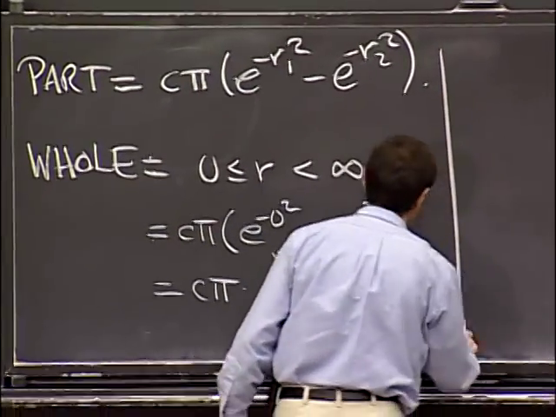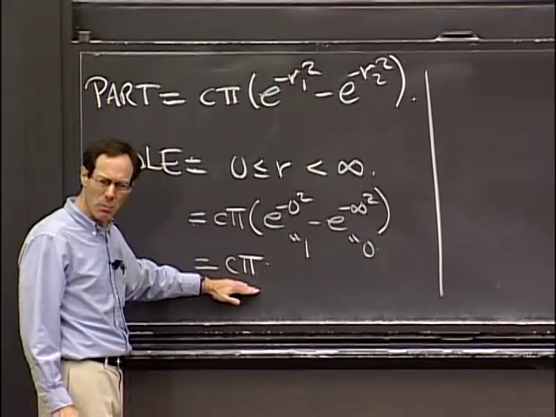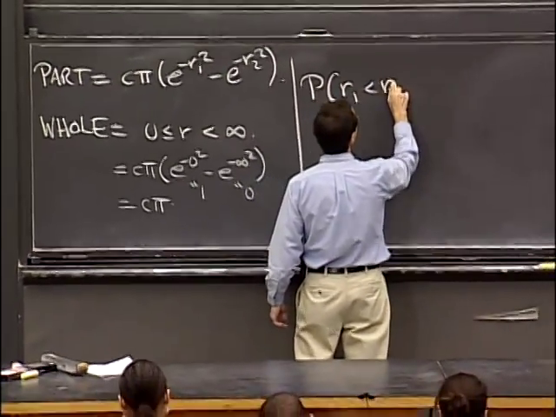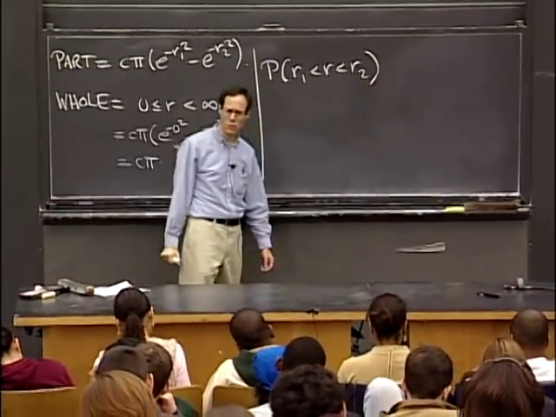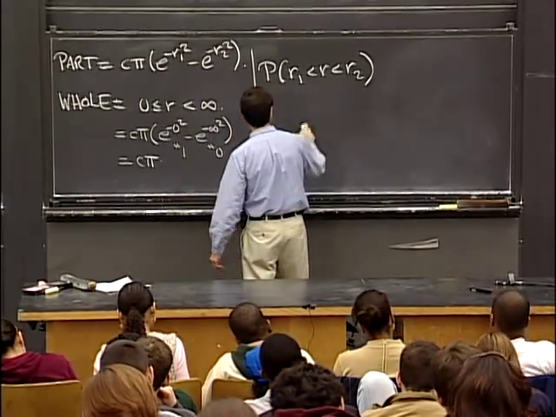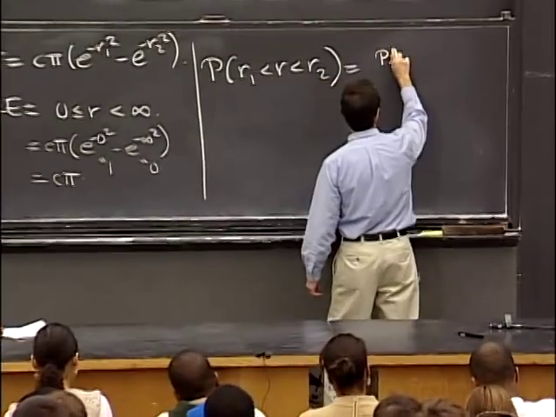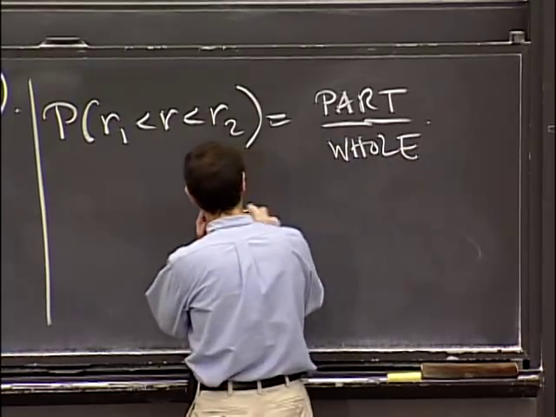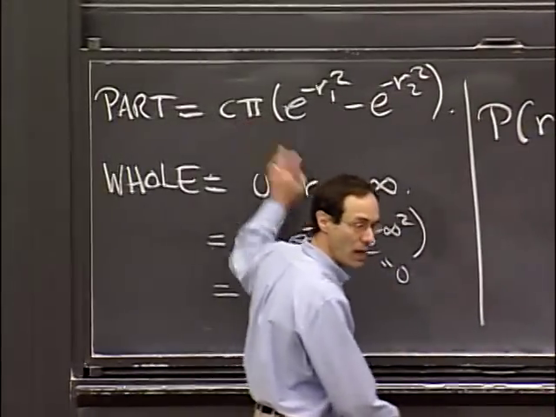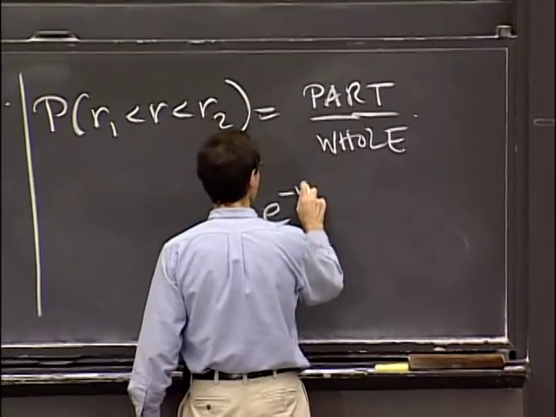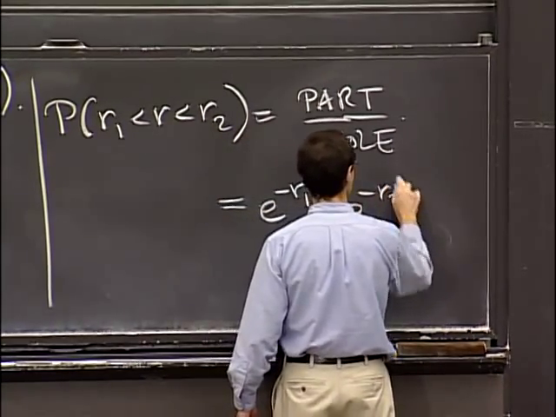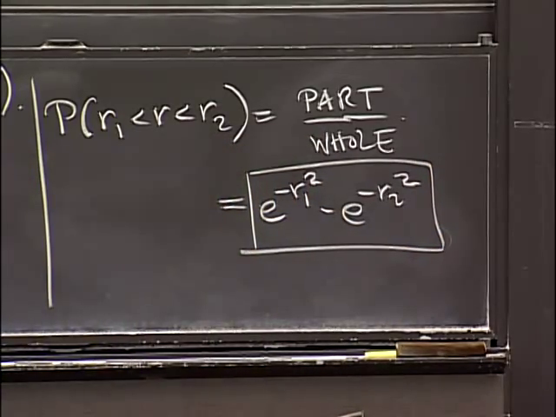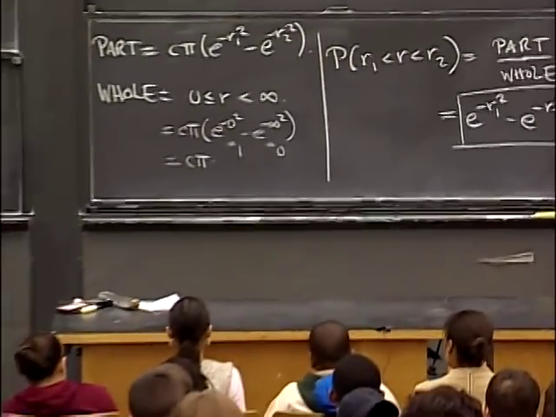And now I can tell you from these two numbers what the probability is. The probability that we landed on the target in a radius between R1 and R2, so that's this annulus here, is the ratio of the part to the whole, which in this case just cancels the c pi. So it's e to the minus R1 squared minus e to the minus R2 squared. There's the formula for the probability. So the c canceled and the pi canceled. It's all gone.